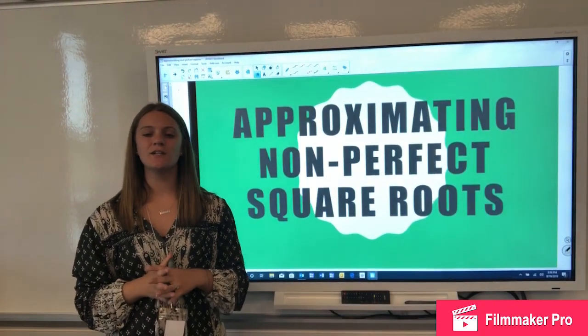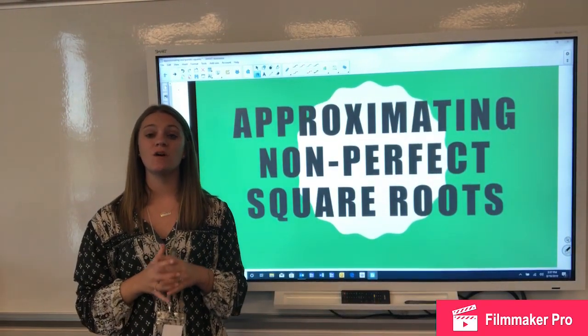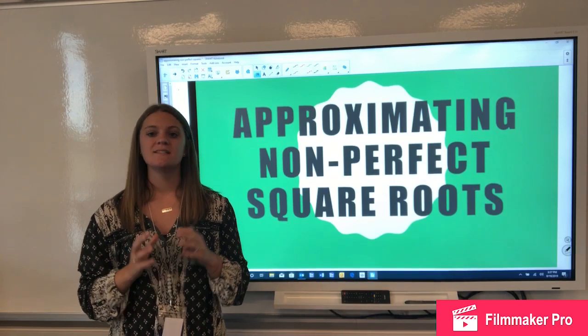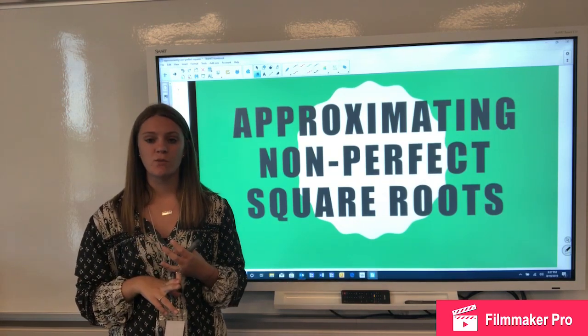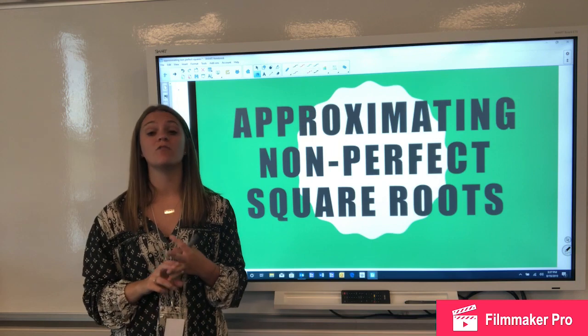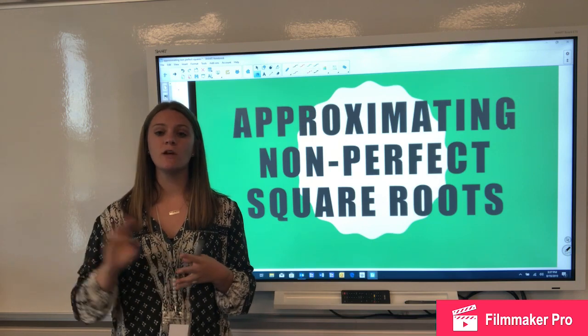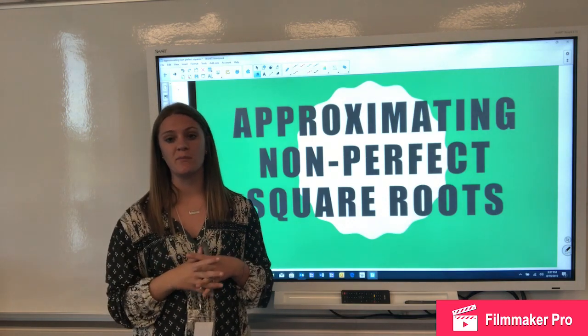Hey guys, so tonight you're going to be learning how to approximate the value of non-perfect square roots. Today in class, you learned about perfect squares and how to get the exact value of perfect square roots. So before we go to non-perfect, let's review what we learned about perfect squares.